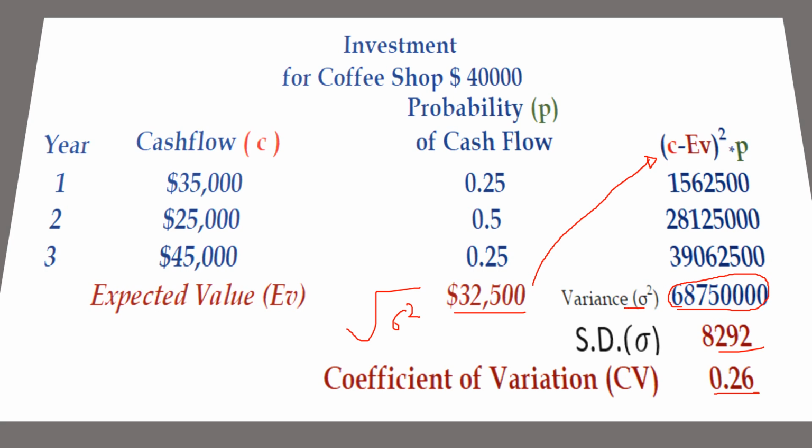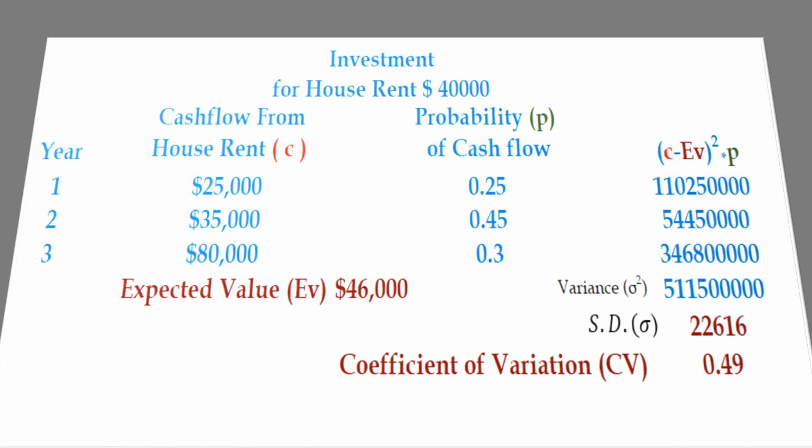Let's check out this other investment proposal: house rent. The same investor wants to invest the same amount of money in real estate. He wants to purchase a house for $40,000. The time period is the same: first year, second year, and third year. The cash flow from the house rent for the first year is $25,000, and the probability of being $25,000 is 0.25 or 25%.